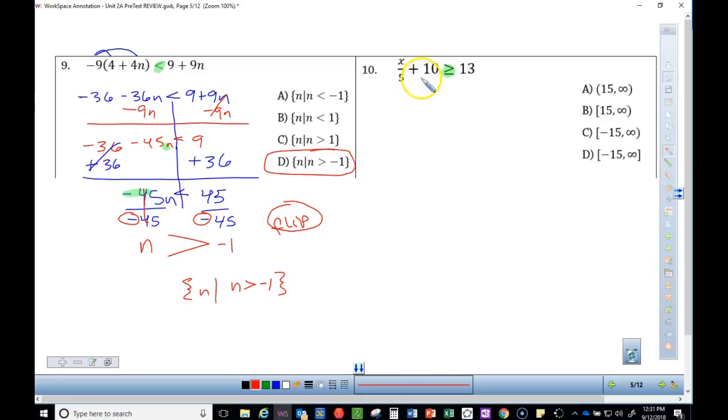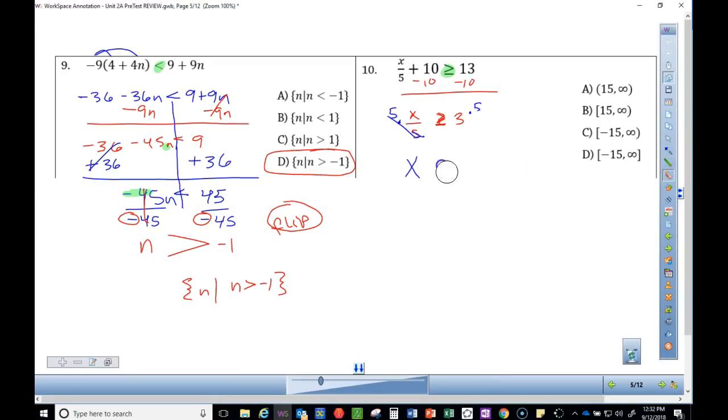Okay, so over here, we know we've got to get rid of the 10 first by subtracting. So we'll have x divided by 5 is greater than or equal to 3. And then we have to multiply to get rid of that dividing. So we'll multiply by 5. So we get x is greater than or equal to 15. We didn't have to flip anything that time.